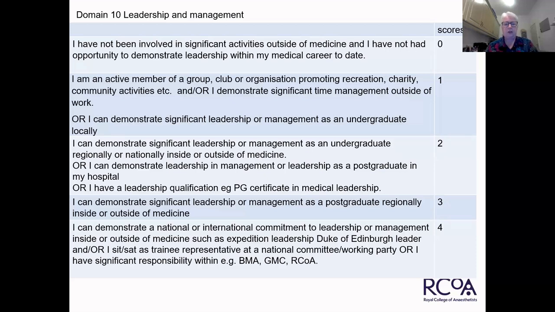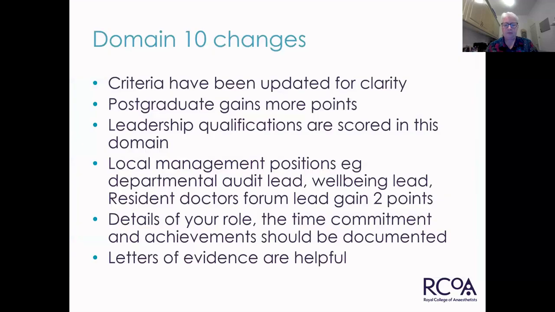So for 2 points, you can get points if you have had a leadership role in your trust, for instance, as a postgraduate. For instance, if you are on your trust teaching leave, that wouldn't count here. If you were, say, your resident doctors forum lead, wellbeing lead or audit lead, something like that, or you manage the rotas, then you would potentially be able to get 2 points. So we've given a bit more information about that in the guidance document.